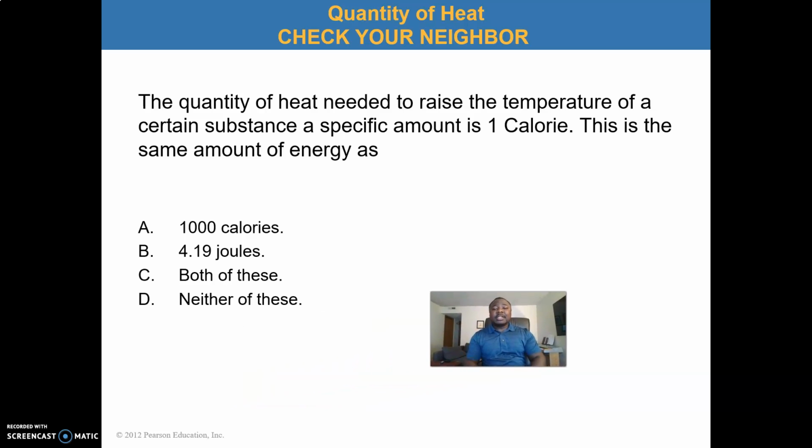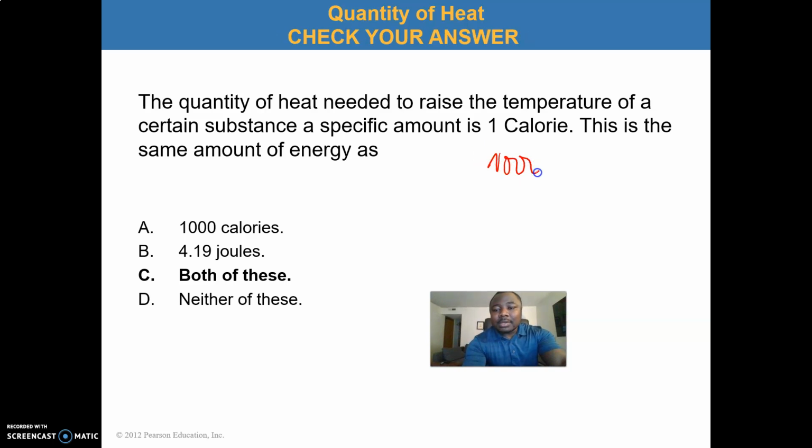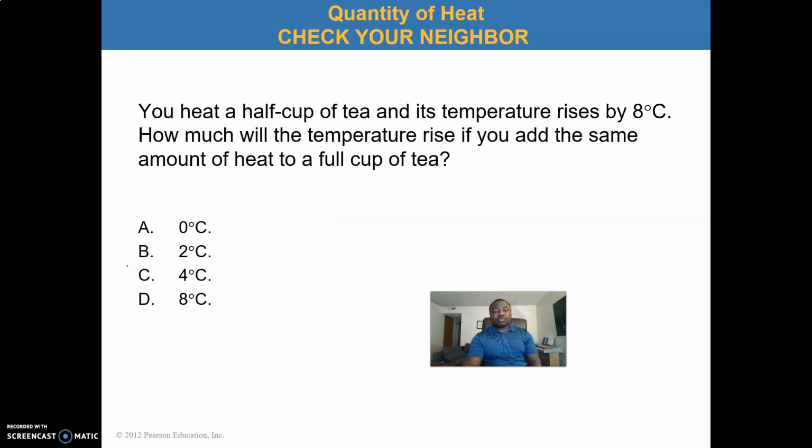The quantity of heat needed to raise the temperature of a certain substance a specific amount is 1 Calorie with an uppercase C. So don't forget, 1 Calorie here means 1000 calories with a lowercase c. This is the same amount of energy as 1000 calories. So answer A is correct, and B is also correct, because we said that 4.19 joules is the same as 1 calorie. Remember? So the answer will be both of the above, which will be C.